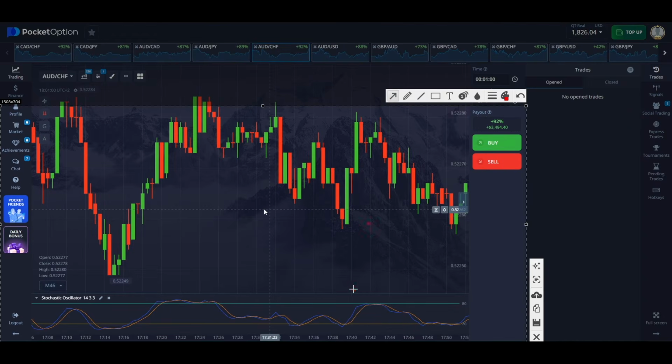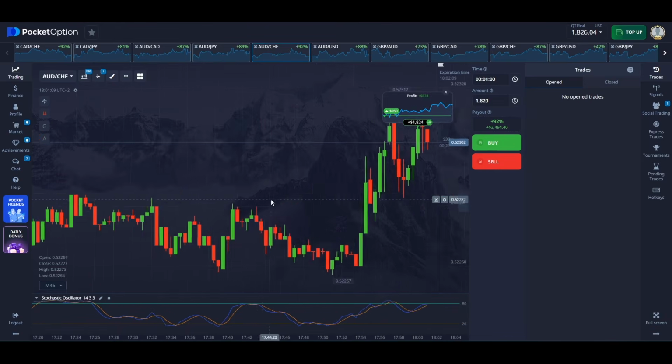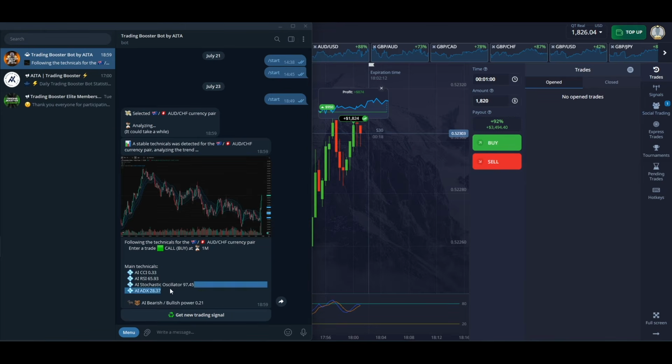So all these values we have here, all these crossovers, they're showing us reversals right now. So you can be sure that the higher or lower the value, the more likely it is that a reversal is about to happen. That's why you also need to pay attention to these values.